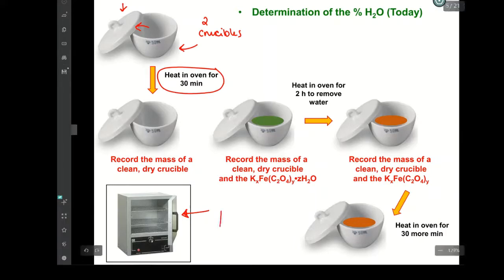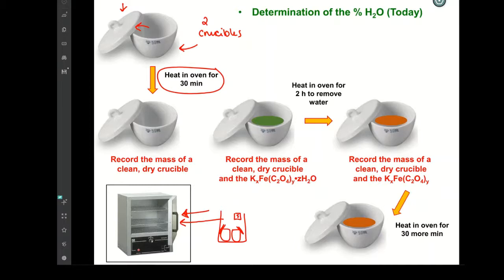So you'll have a beaker with your crucibles and your lids, and you'll have a little label on it with your name. My name starts with an S, so I'll put it there. And then you're going to put that in your oven. We're going to let that heat for 30 minutes. We're going to do that right at the beginning of lab.